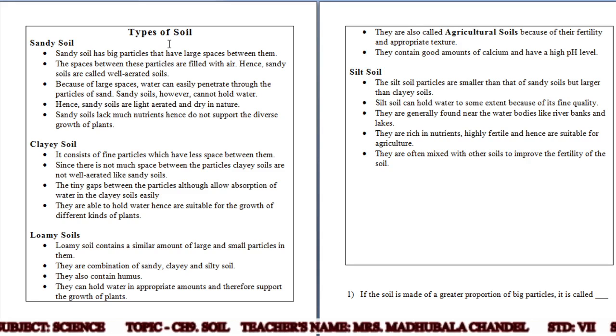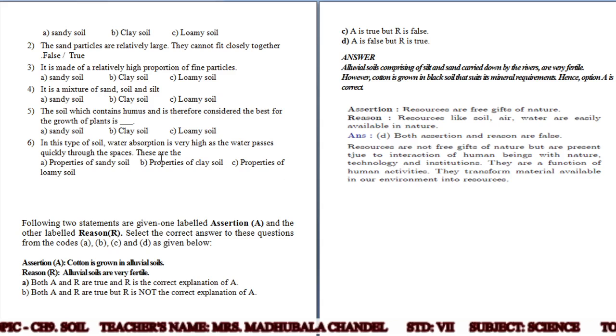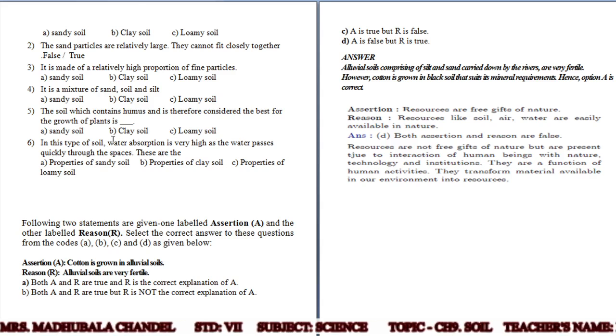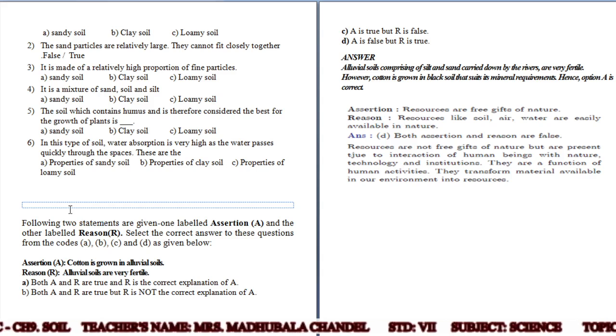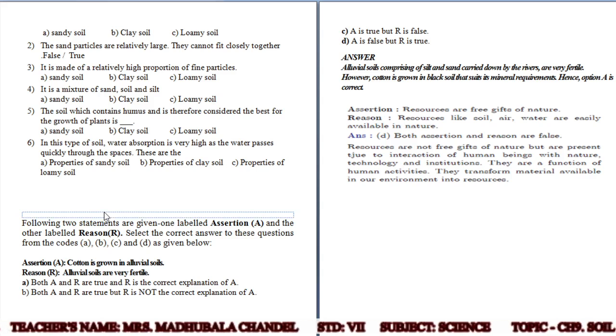Another type of paragraph: types of soil. So we have different types of soil, and based on different types of soil you have MCQs. It can have match the following also. Now here you will be having 4 questions. Out of 4 you have to attempt any 3, and that will be shared with you in the revision worksheet. Then we have assertion and reason type questions.